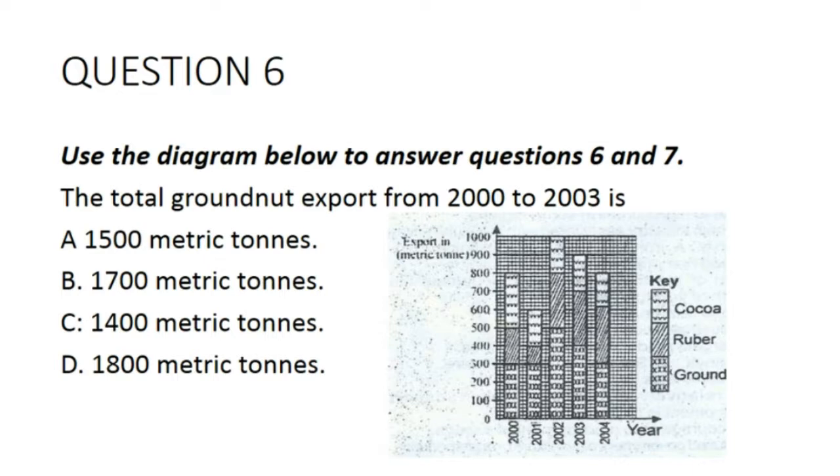Remember our keyword. For granite, we have this keyword here. So if we look at the year 2000, the total granite export was 300 metric tons. In 2001, it was 300 metric tons. In 2002, it was 500 metric tons. Then in 2003, it was 400 metric tons. So if we add these metric tons up, it will give us 1,500 metric tons, which is option A.